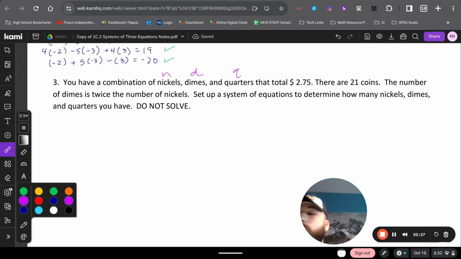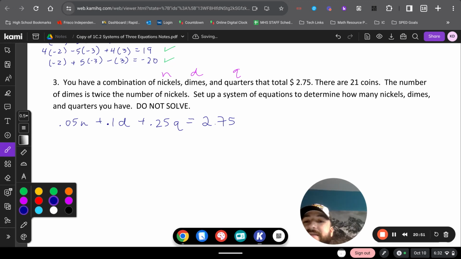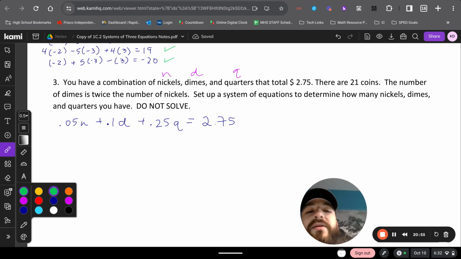So nickels are worth 5 cents. So I want 0.05 nickels. Dimes are worth 10 cents, so plus 0.1 dimes. And then quarters are worth 25 cents, so plus 0.25 times the number of quarters. And that should equal our total of $2.75. Okay, so that's our first piece. That is equation 1 that we got.